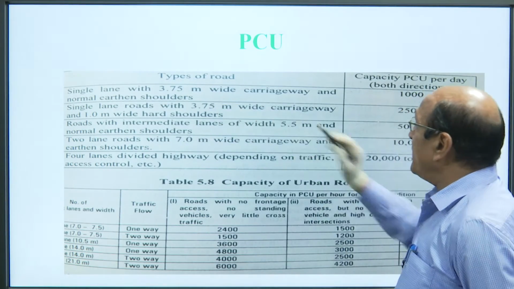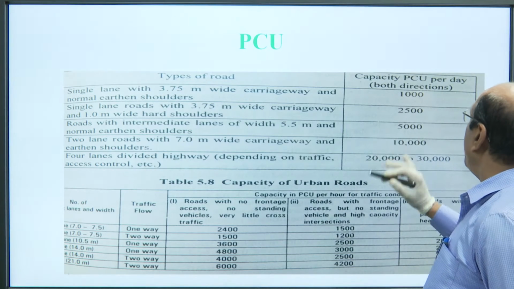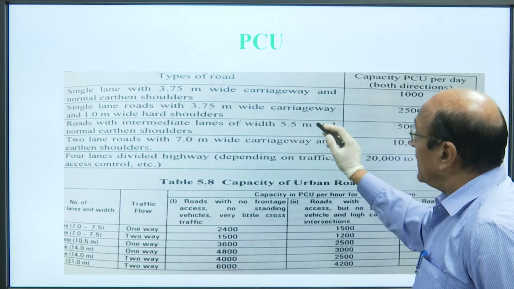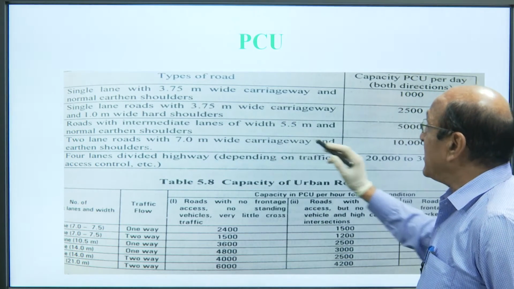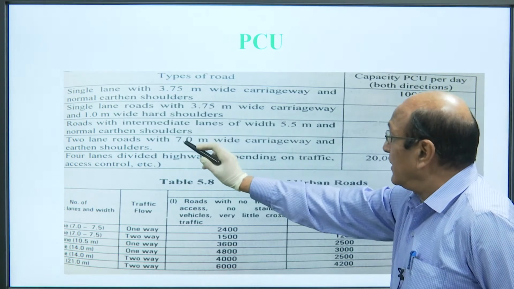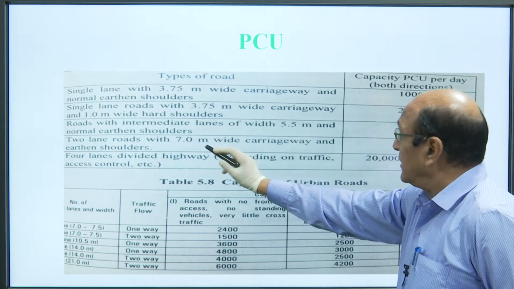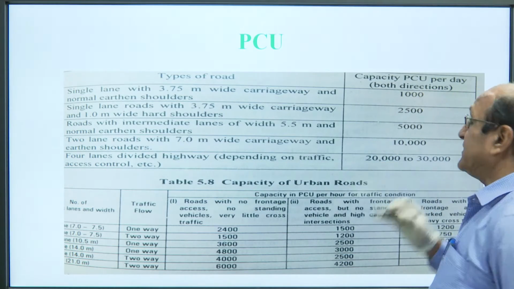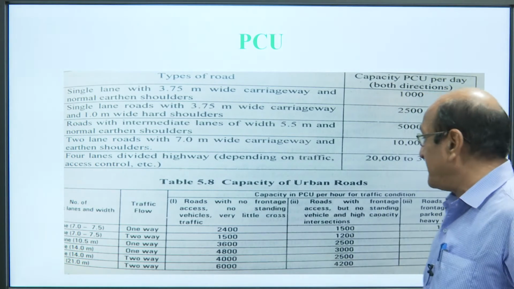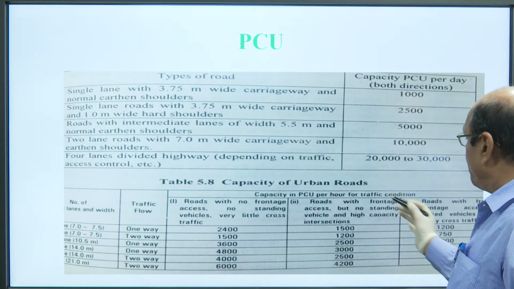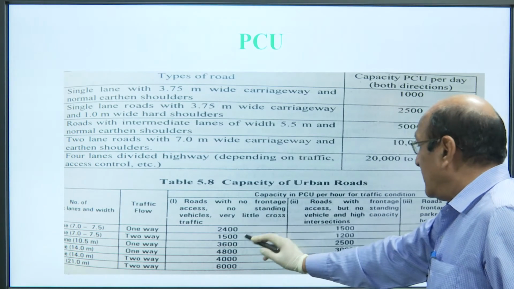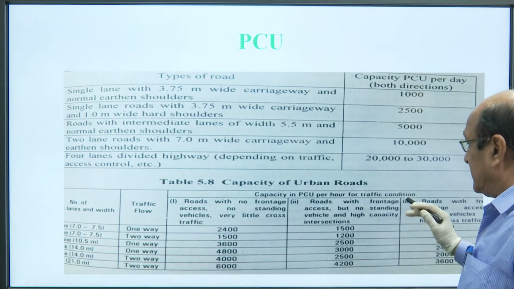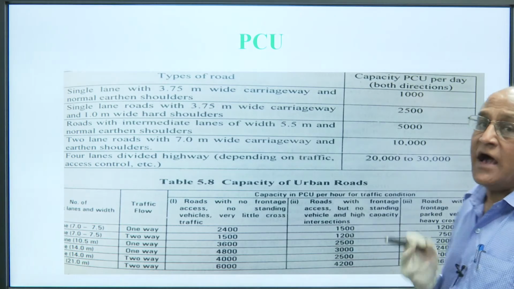PCU capacity: a 3.75 meter wide carriageway has a capacity of 1000 PCU. Then a carriageway with a 1 meter wide hard shoulder, 2500; 5.5 meter, 5000; 7 meter, 10,000; for 4 lane, this is 20,000 to 30,000 and in multiples of that. The capacity of urban routes is given for one way as 2400, 1500, 1200. These are the different conditions under which the capacity is given in the urban area.